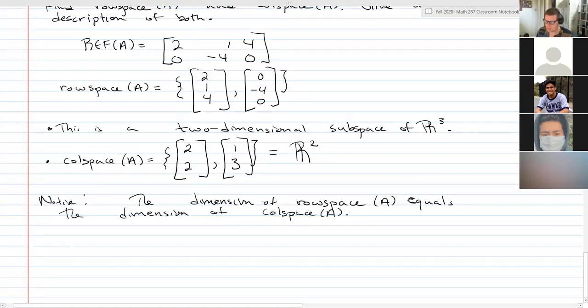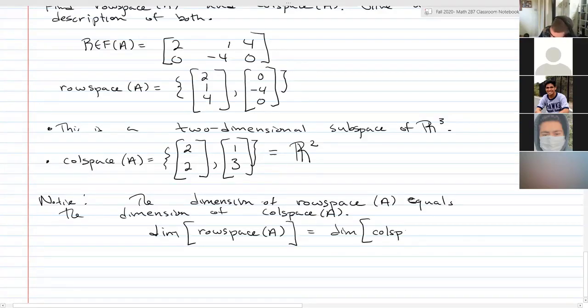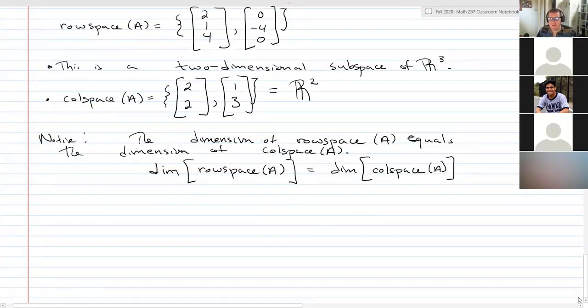So the dimension of the row space is going to equal the dimension of the column space of A. In other words, if we write it, dim of the row space of A equals the dimension, dim, of the column space of A. All right. Now let's talk about why.